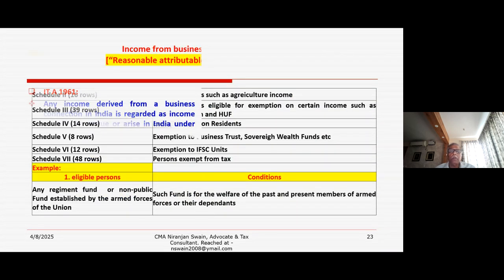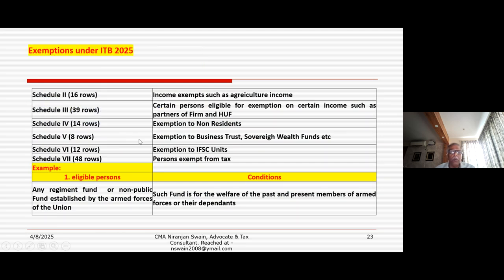And section 10 contains a lot of exemptions, and there are a lot of subsections also. Now what happens? They made it a table. First is the exemption under ITB 25. They made Schedule 2, with 16 rows, of exempt income, 16 incomes related to agriculture income which are exempted. Similarly, Schedule 3 has 39 items: certain persons eligible for exemption on certain incomes, such as firm and HUF. So these exemptions are only available to firm and HUF.